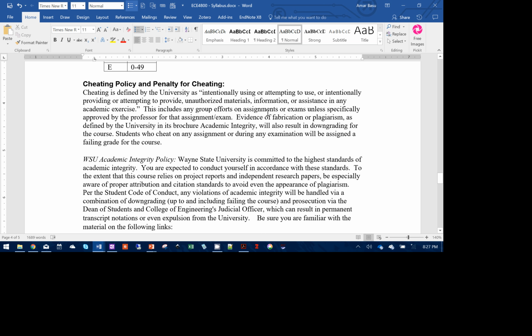Okay, so the policy for cheating. This is probably something that you've obviously covered in your other courses as well. Cheating is something that I feel very strongly about. Cheating is defined as intentionally using, attempting to use, intentionally providing, or attempting to provide unauthorized materials, information, or assistance in an academic exercise.